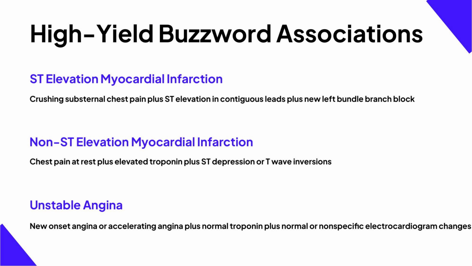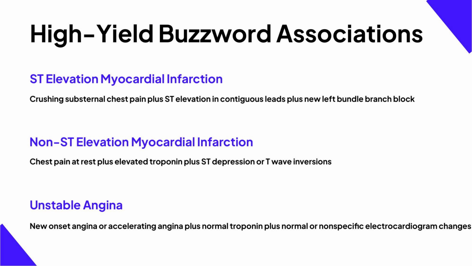Now let us talk buzzwords. When you see these combinations in a question STEM, your brain should immediately jump to the diagnosis. For ST elevation myocardial infarction, think crushing substernal chest pain plus ST elevation in contiguous leads plus new left bundle branch block.